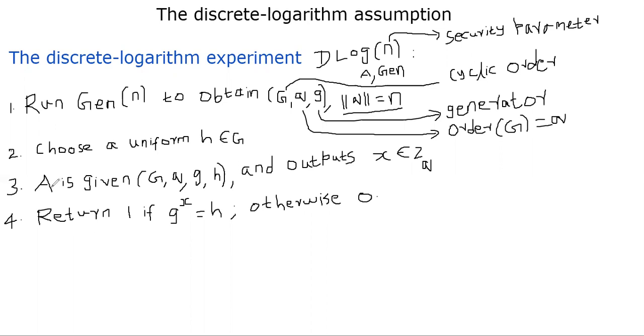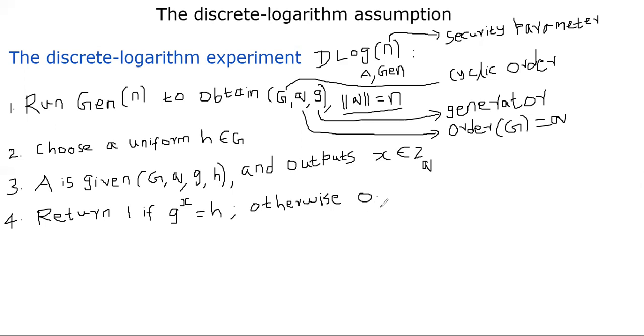And then we have this algorithm A. What is this A that I have not explained? You can imagine A as an adversary or an attacker. The attacker is given the group G, the order of the group q, a group generator g, and the uniformly picked element h. What is the purpose of the attacker? The purpose of the attacker is to output an element x from the group Z_q. If he is able to successfully come up with an x such that g^x is equal to h, then the experiment will return 1. Otherwise, the experiment will return 0.